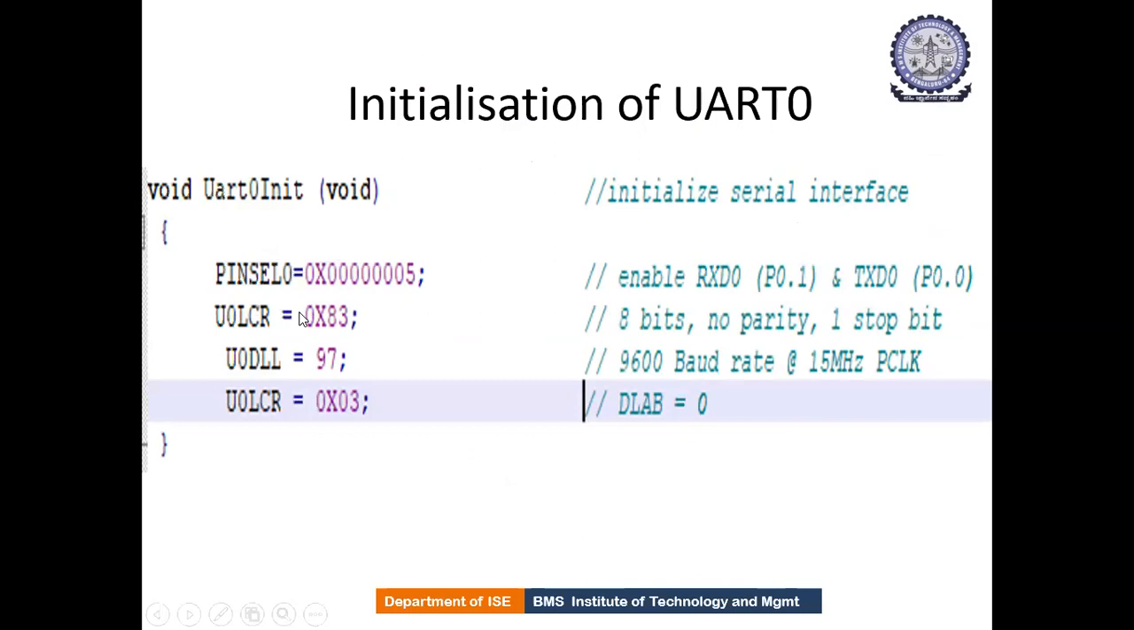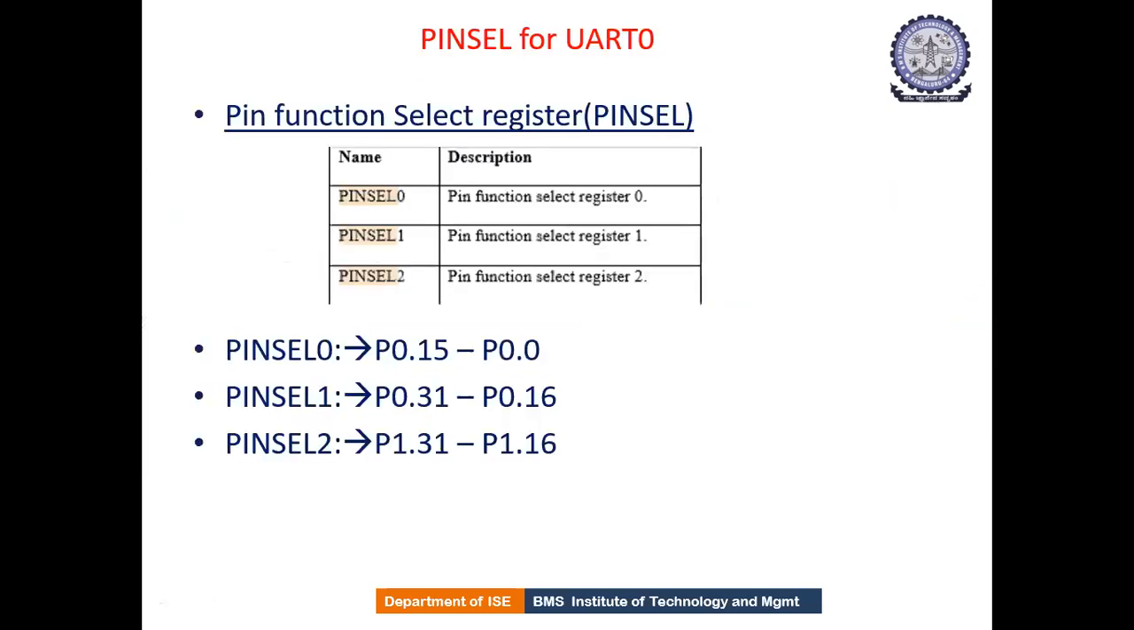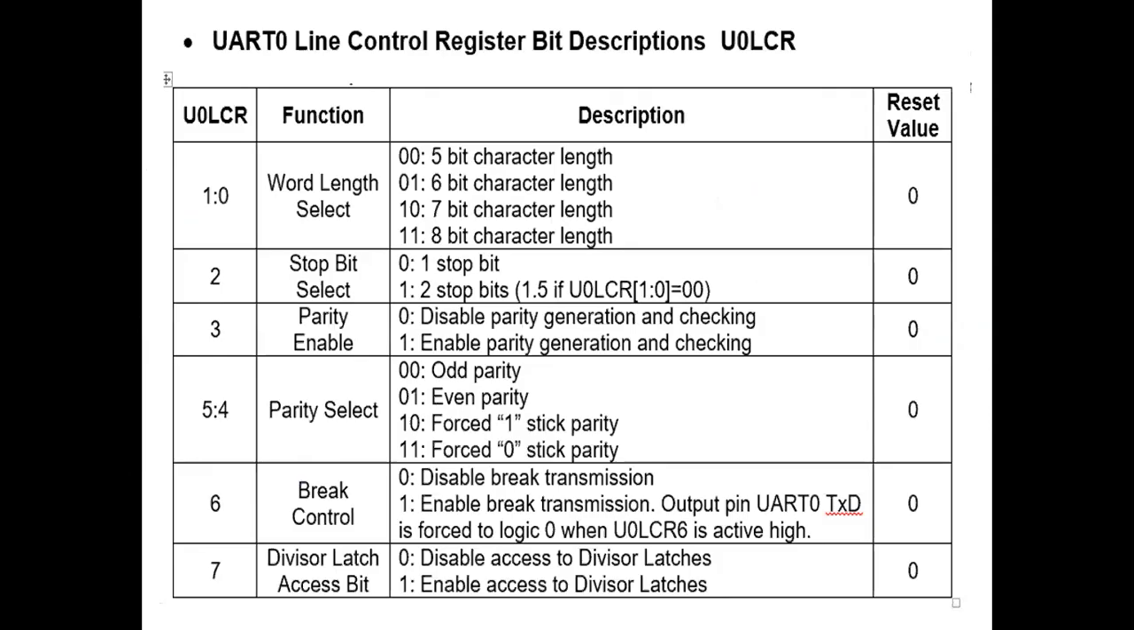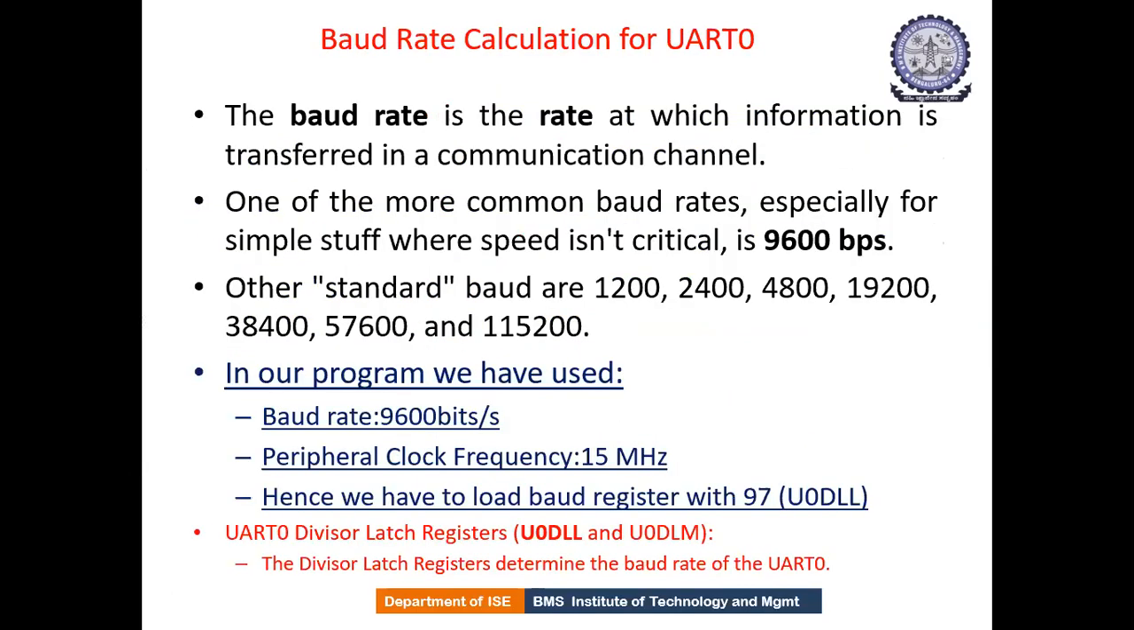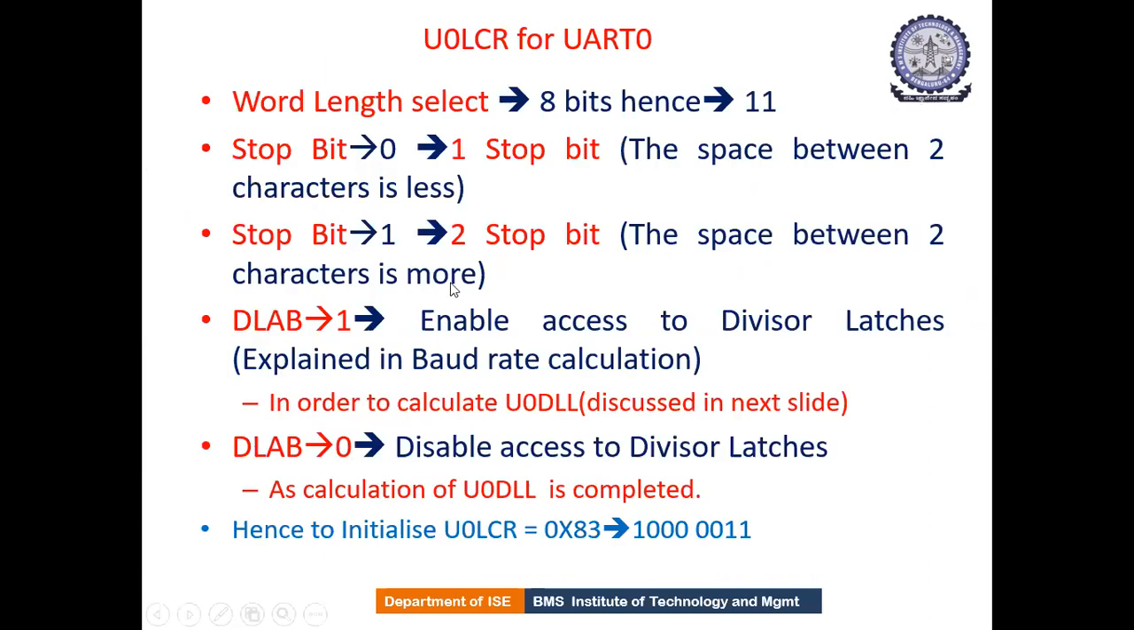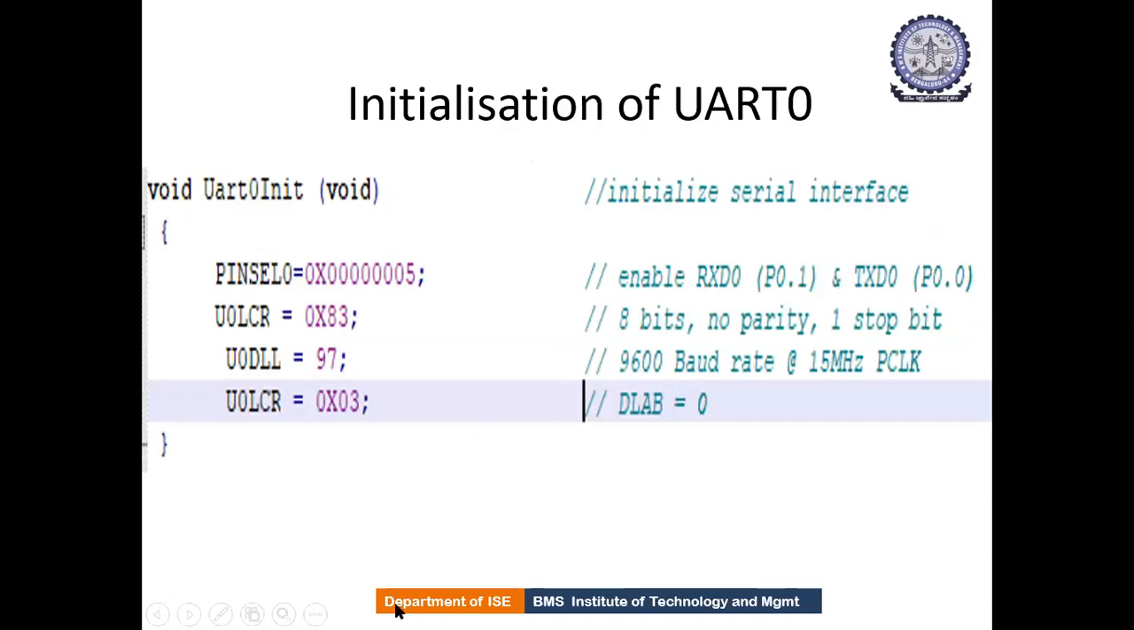This we have given before calculating the baud rate. Before calculating the baud rate, you are supposed to set the last bit, which is called the divisor latch access bit. After calculating DLL, we are supposed to disable this. Once you disable the last bit, 1000011 becomes 0000011, so it becomes 03. That's what we have initialized in the initialization part.